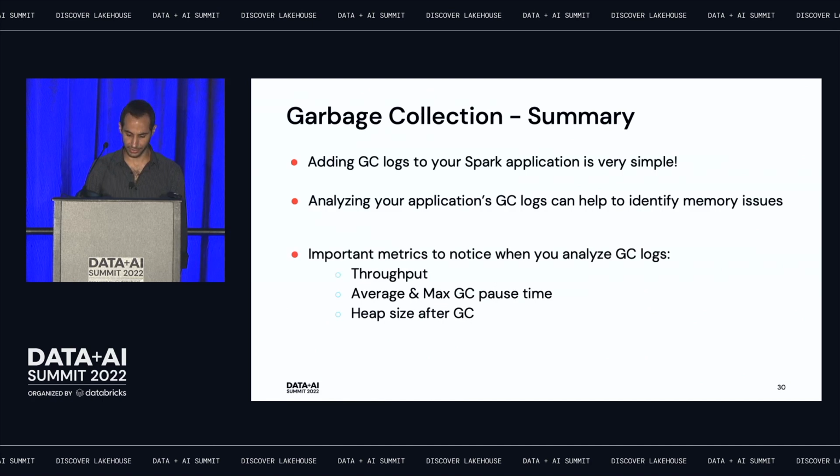When you're analyzing your GC logs, pay attention to those 3 important metrics. The first one is the throughput, which indicates how much time your application was working out of the total time. The second one is the average and max GC pause time. And the third one is the heap size after GC, just to make sure you don't have any memory leak.